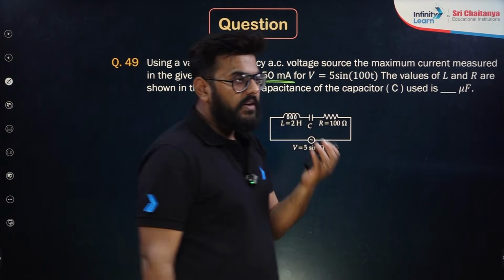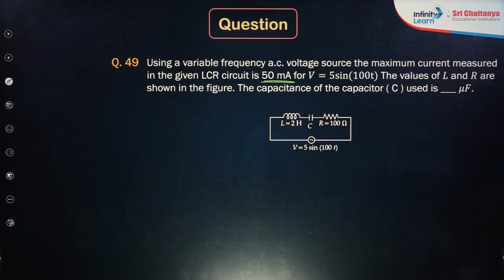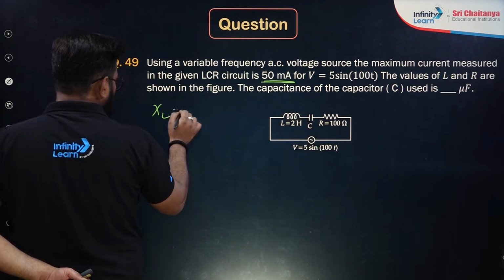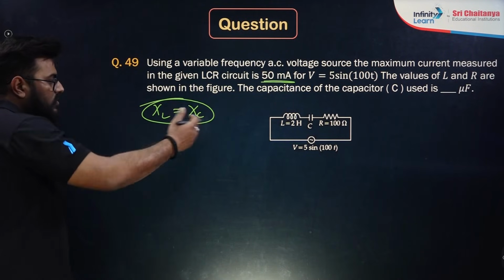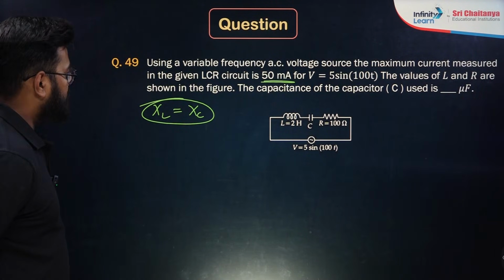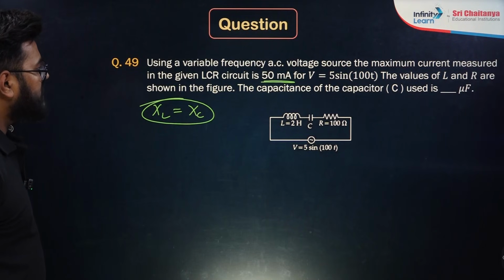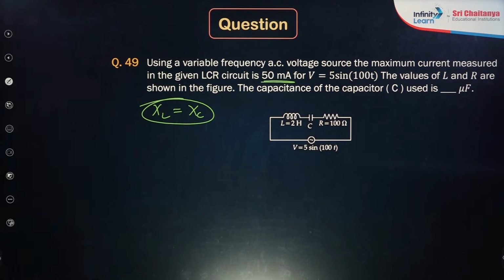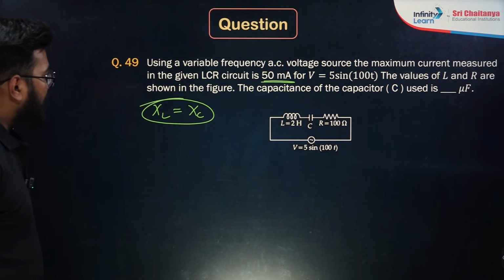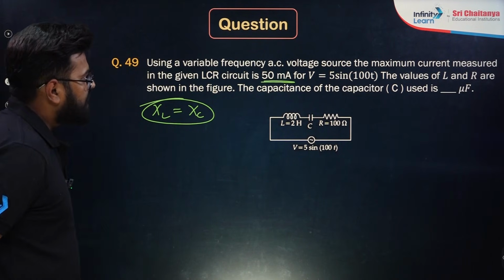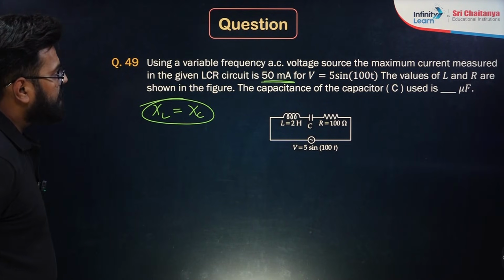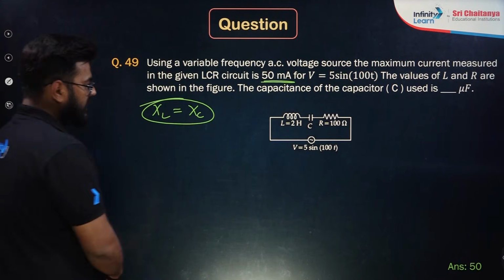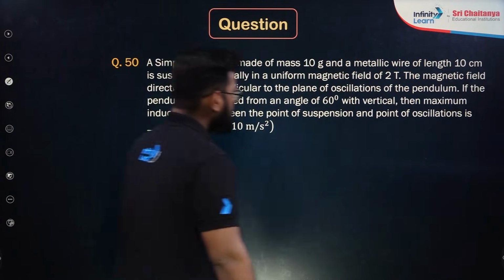So when you get the maximum value of current, you get it obviously at resonance, wherein XL is equal to XC. Omega is given, frequency is given. I think you can very easily find the value of capacitance. It's not a tough question, it's very easy. Okay. Perfect. So it is going to turn out to be 50. The value of capacitance will turn out to be 50 over here.